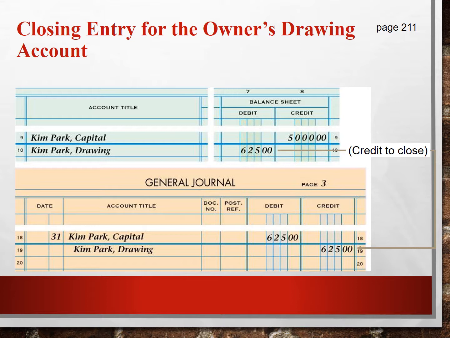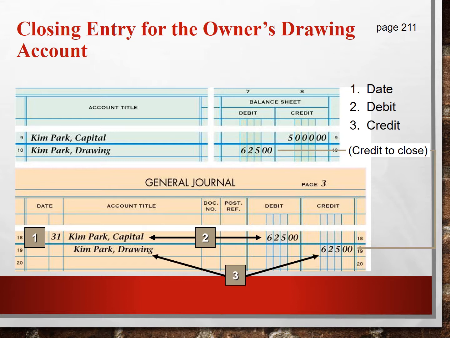So let's see how this will work. We will write the date, then we will write our debit, which will be our capital account. Then we will record our credit to the drawing account and its amount. And now the drawing account has a zero balance and the capital account will decrease by $625.